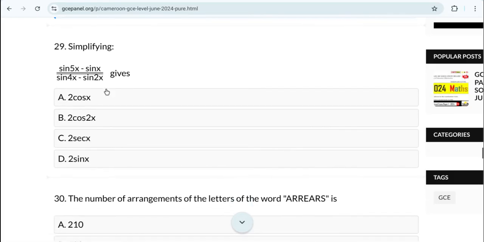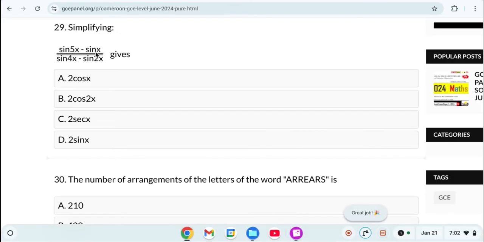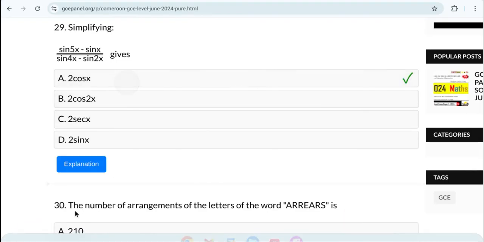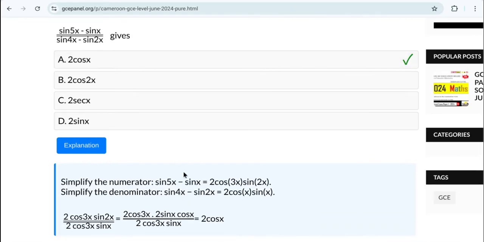Question 29. Simplifying sine 5x minus sine x all over sine 4x minus sine 2x gives... So we need the properties of all these angles. Sine 5x minus sine x has 2 cos 3x sine 2x. So it's 2 cos of 5x plus 1x divided by 2, which is 3x, and sine of 5x minus 1x is 4x divided by 2, which is 2x. So it's 2 cos 3x sine 2x.